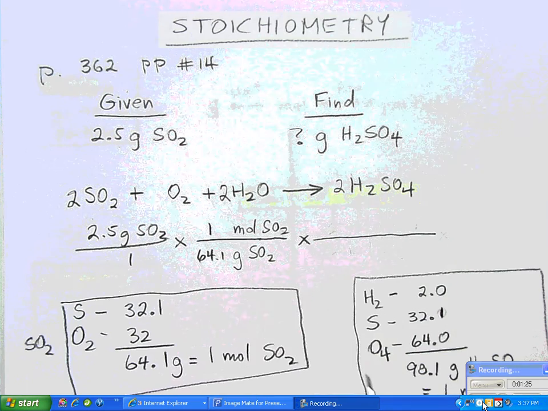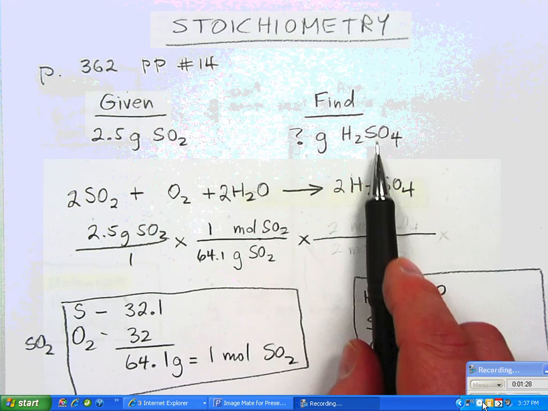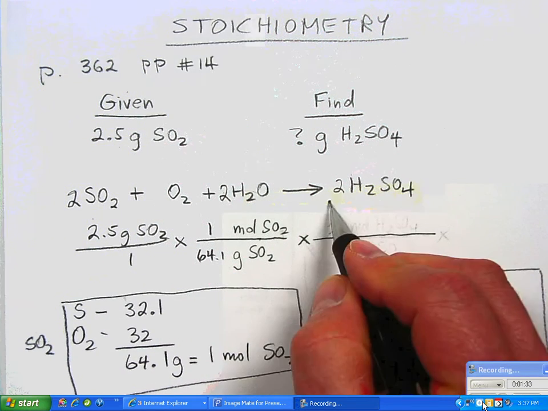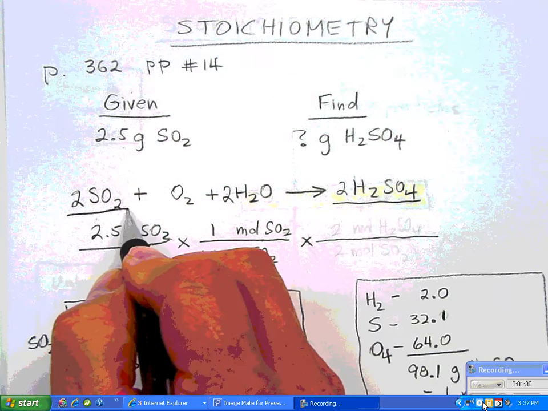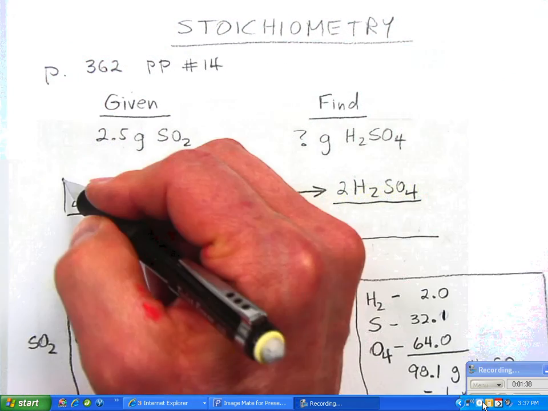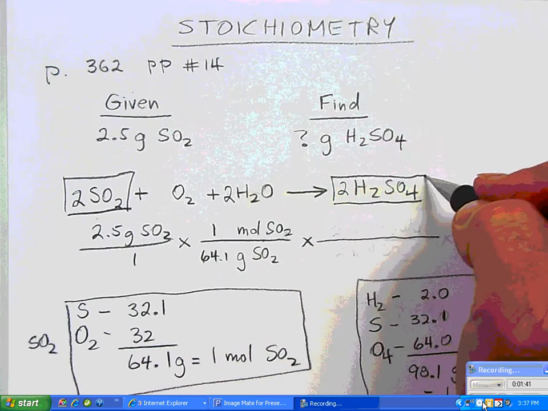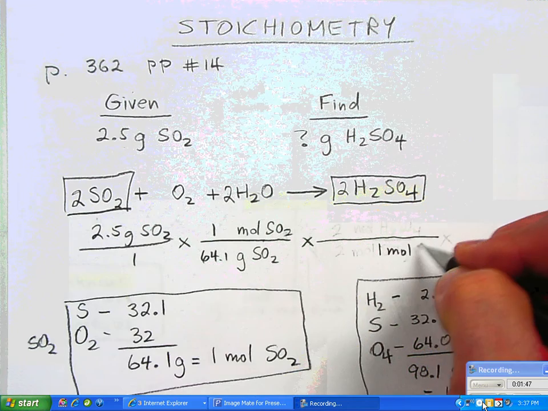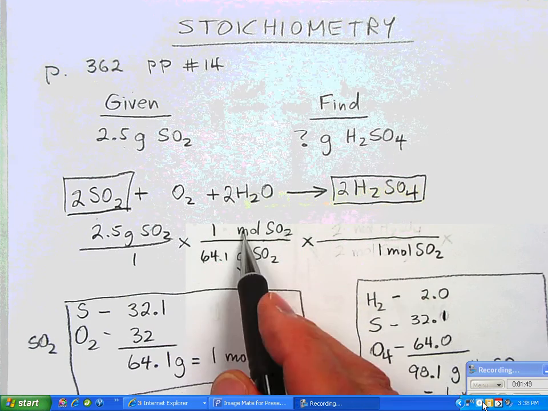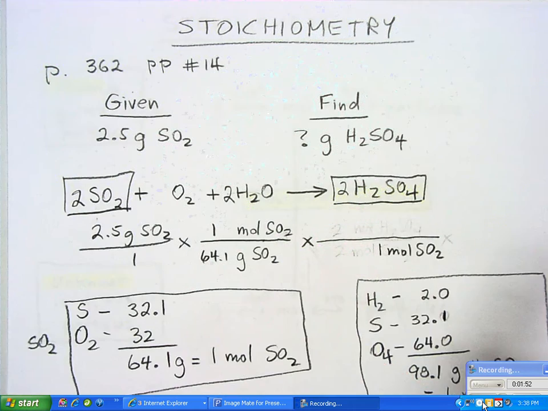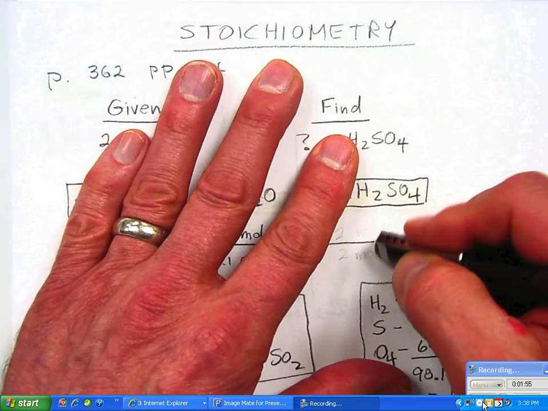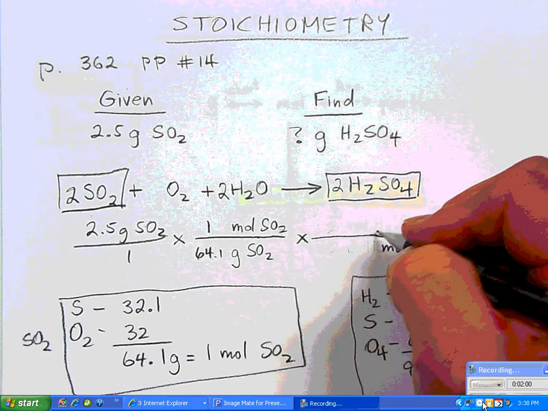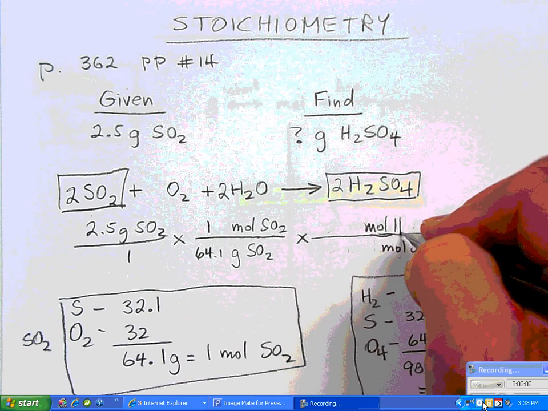Now we're trying to go from SO2 to sulfuric acid. So our mole ratio is going to involve this guy and this guy. So let's just put boxes around them because that's where our mole ratios are going to come from. And on the bottom, we have to have 1 mole of SO2 because that's what we have up here, SO2. And it may not be 1, but just moles of SO2 is what we need on the bottom. On the top, we're going to need moles of H2SO4.